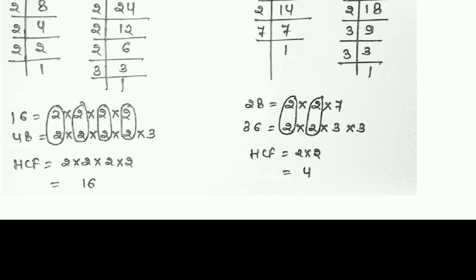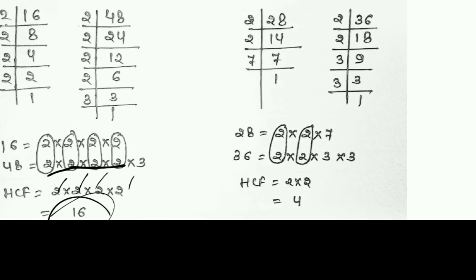So in this one, 16 is 2, 2, 2 and 2, 48 is 2, 2, 2, 2 and 3. So these are the common. It means 2 into 2 into 2 into 2. That will come 16.